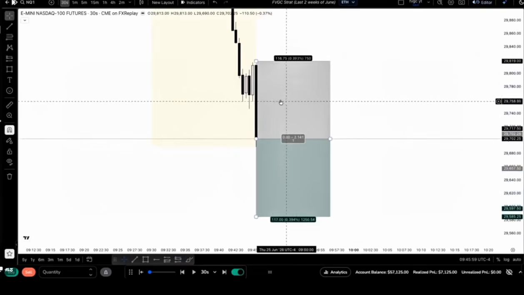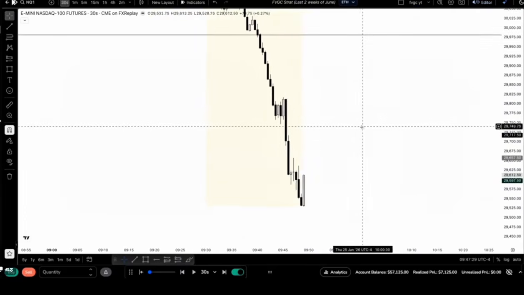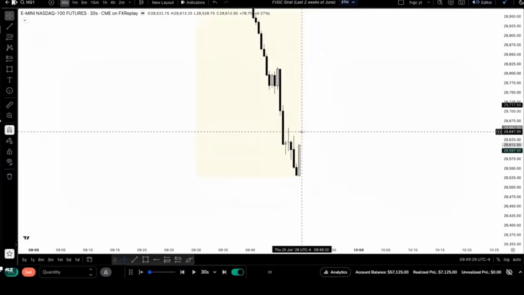We have a 100-point stop loss, which is too much. My max is 65 points, and this top candle has no wick. So I don't care if this plays out. It's not following my rules. So it does end up actually playing out.